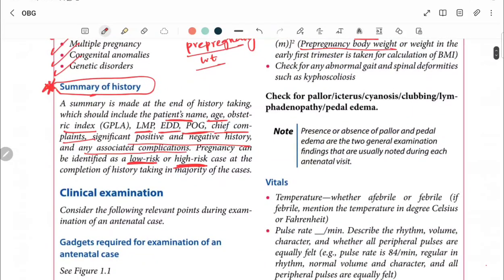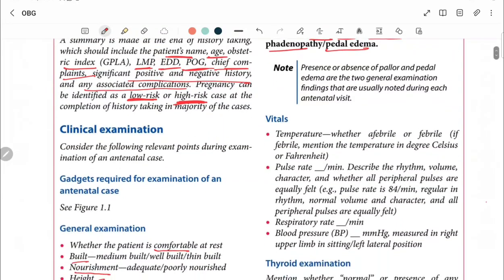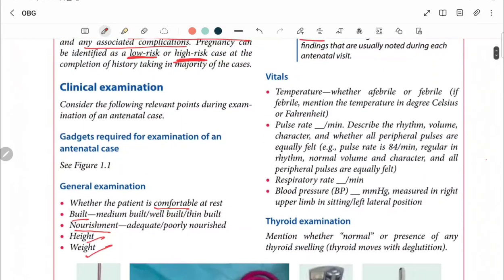Now check for any abnormal gait or any spinal deformities such as kyphoscoliosis. Check for pallor, icterus, cyanosis, clubbing, lymphadenopathy and pedal edema, which is PICL. You need to note that the presence or absence of pallor and pedal edema are the two general examination findings that are usually noted during each antenatal visit. So generally, from general examination, pallor and pedal edema are the common ones that you'll be finding during examination.